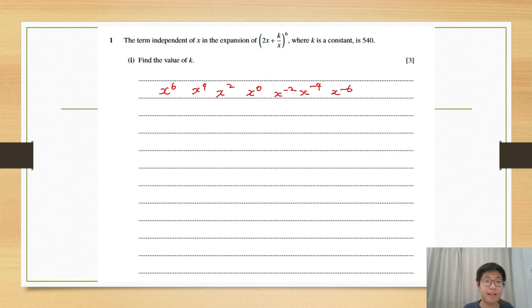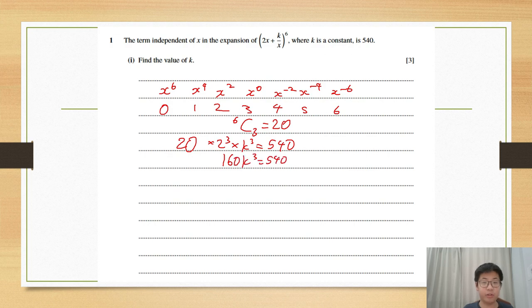So, if we number them from 0, 1, 2, 3, 4, 5, 6, then we calculate 6 choose 3 equals 20. So, 20 times 2 cubed times k cubed equals 540. 160 k cubed equals 540. So k cubed equals 27/8. No, we are not comparing the x's because they are just coefficients. So k equals 3/2.